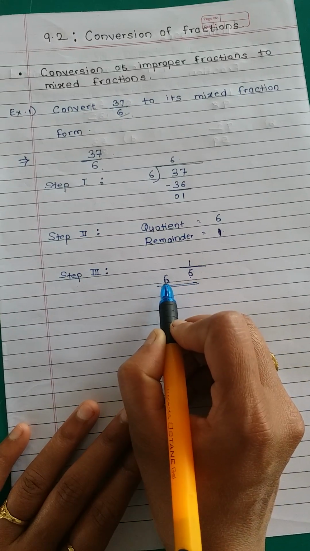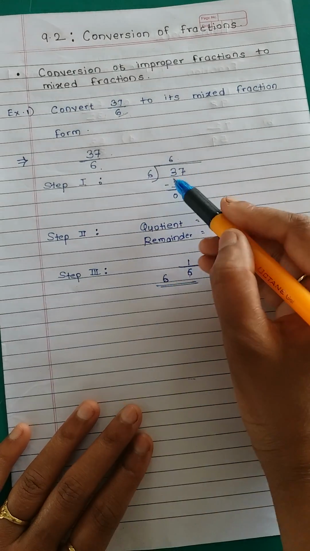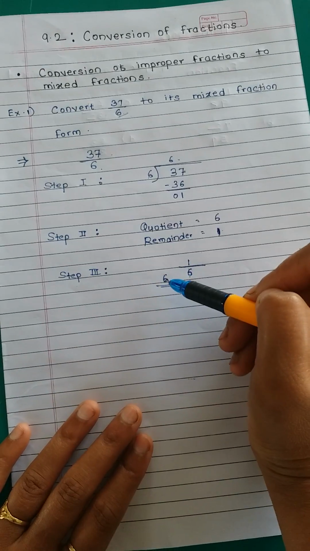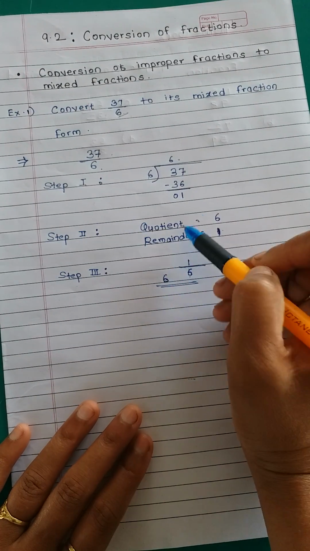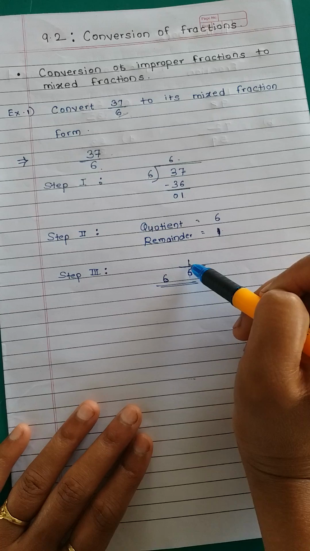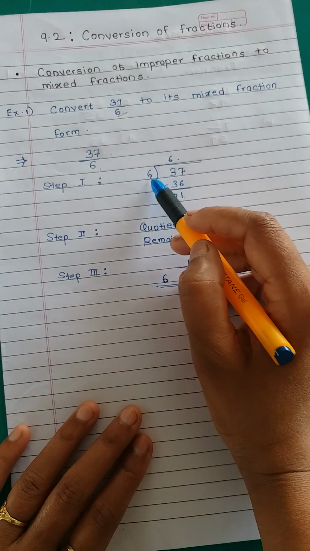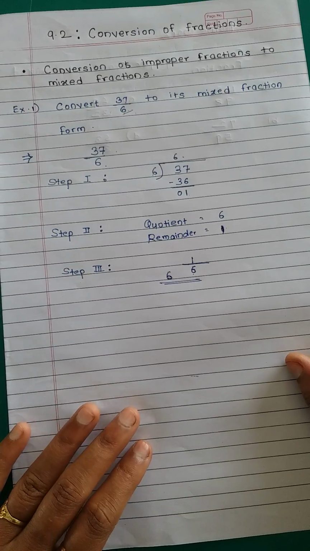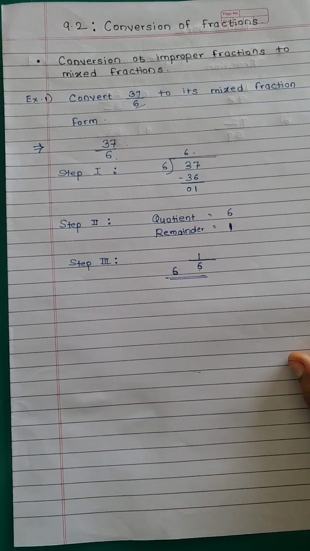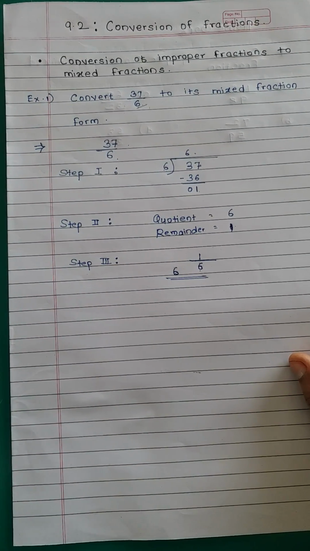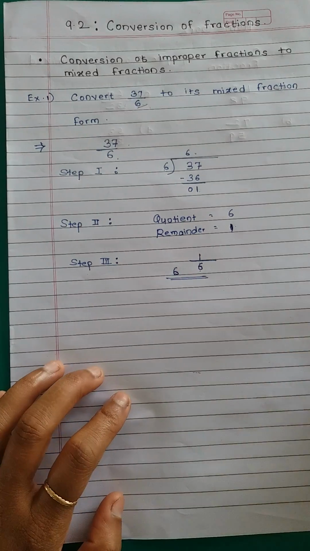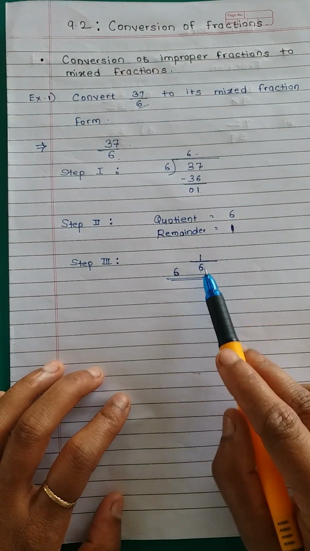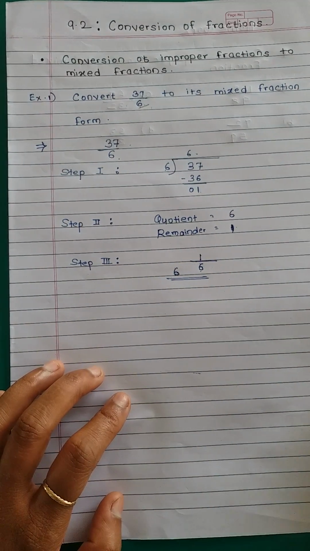What we have to do? This number 6 we have to mention. The quotient that we have to show as a whole number. Remainder is the numerator of your proper fraction, and the divisor is your denominator. Getting? So, when you convert the number 36 divided by 6 into its mixed fraction, answer is 6, 1 divided by 6. Understood?